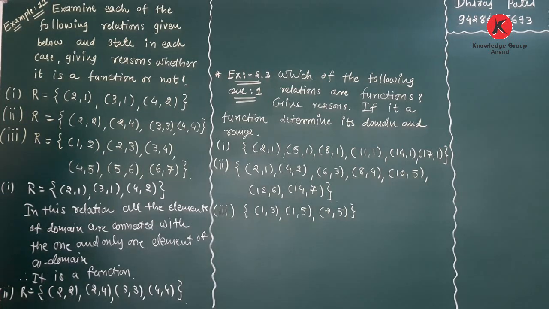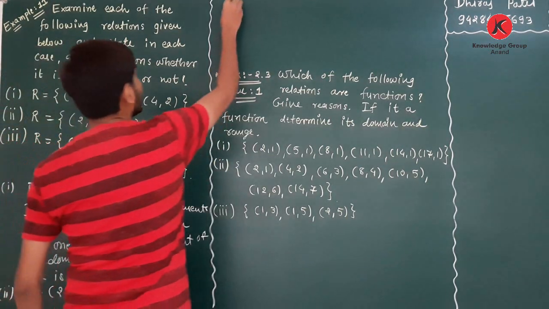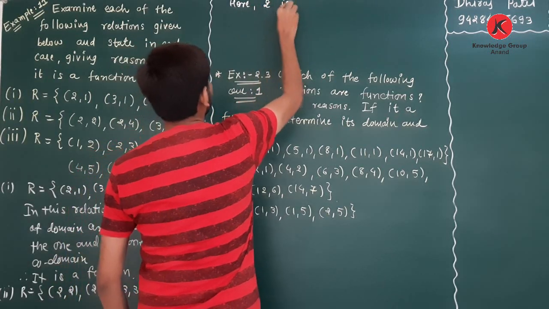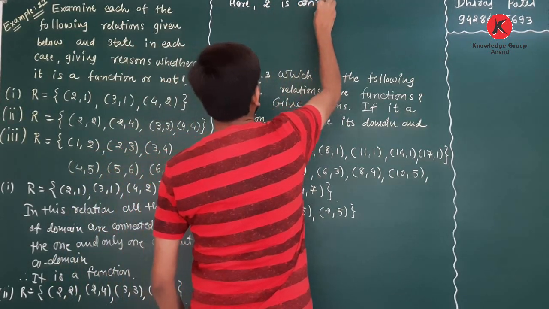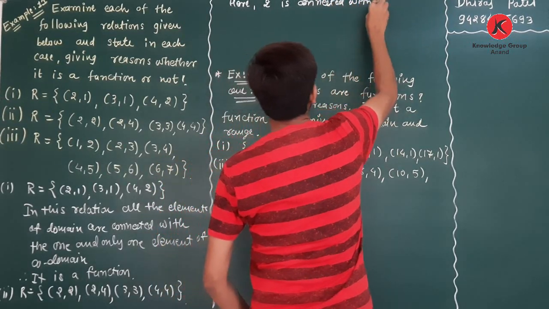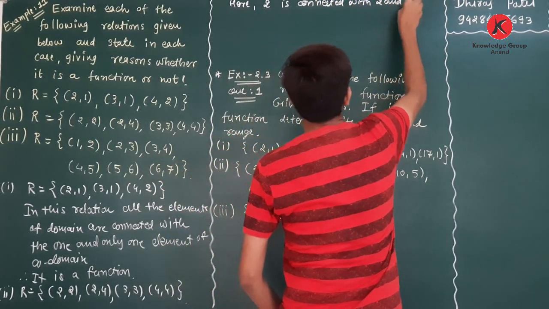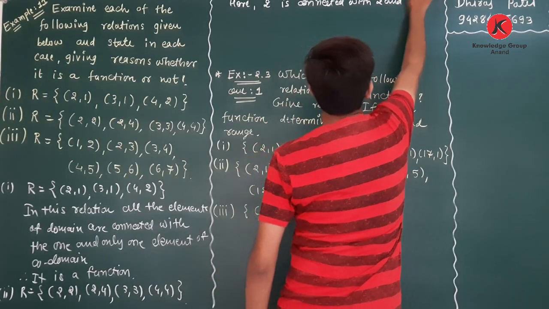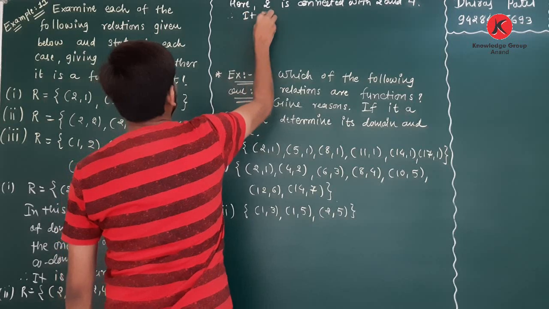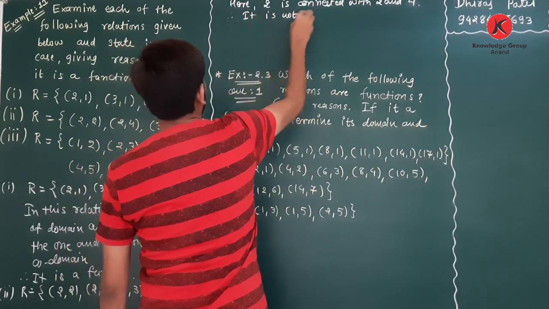Now give the reason here. Here 2 is connected with 2 and 4, and 4 is connected with 2 and 4. Therefore it is not a function.